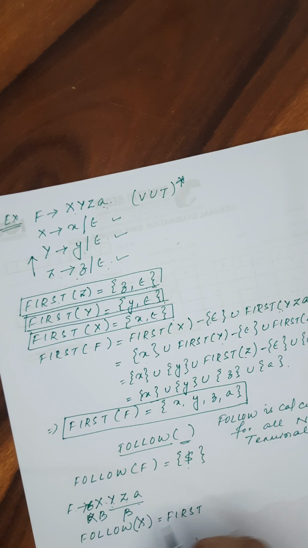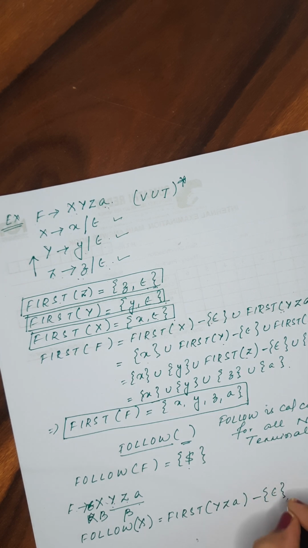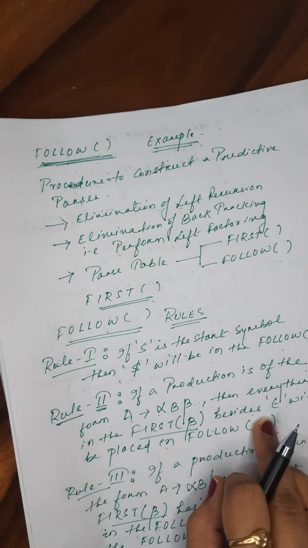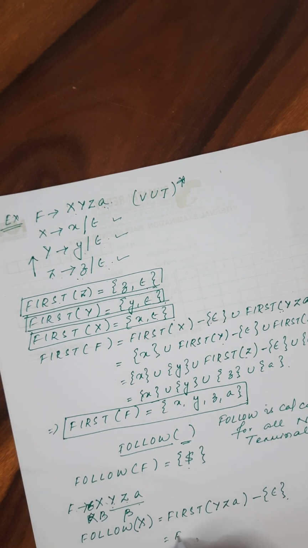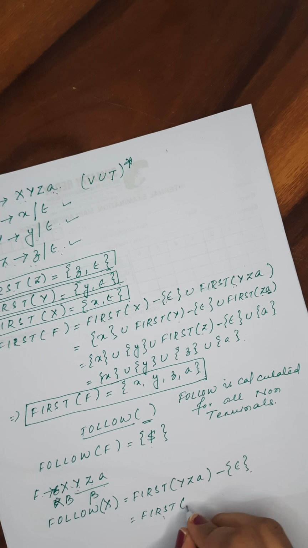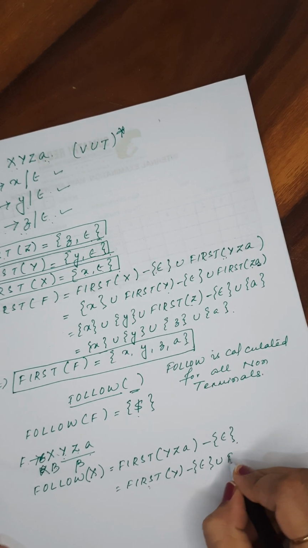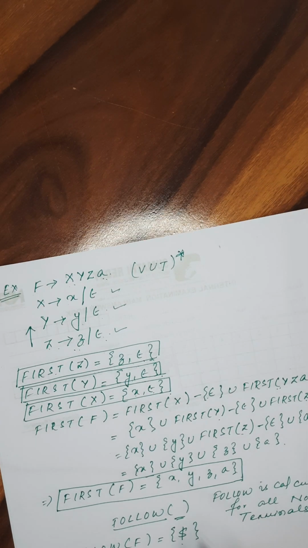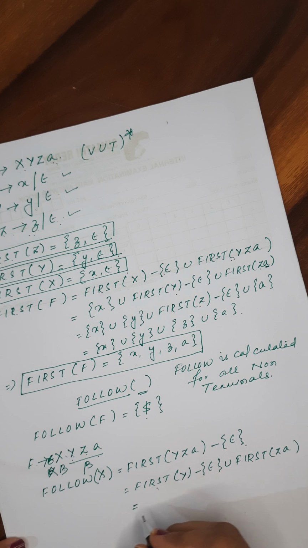What is beta we have taken? We have taken YZA, YZA minus epsilon. Why? The rule was, everything in the first of beta besides epsilon will be placed in the follow of B. Now, that is equal to first of Y minus epsilon union first of ZA. First of Y we have already calculated. See, look here, Y derives epsilon, so Y epsilon minus epsilon will give you Y.